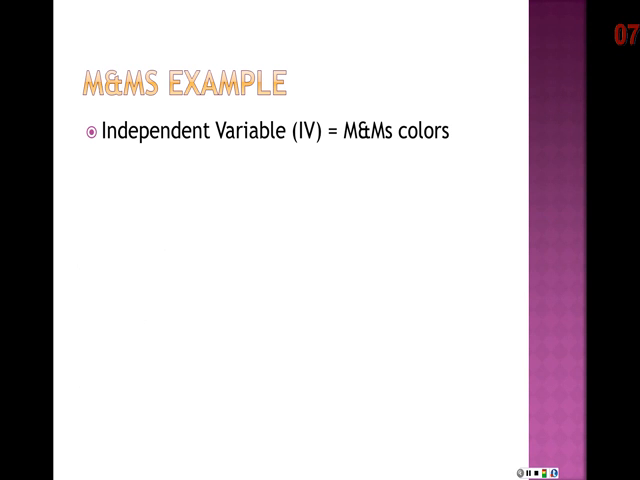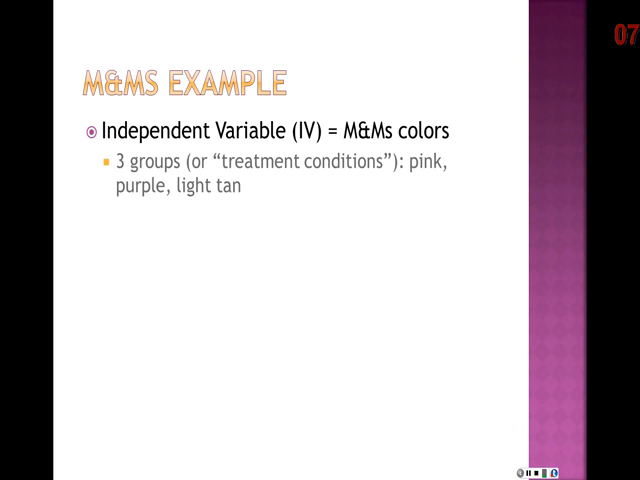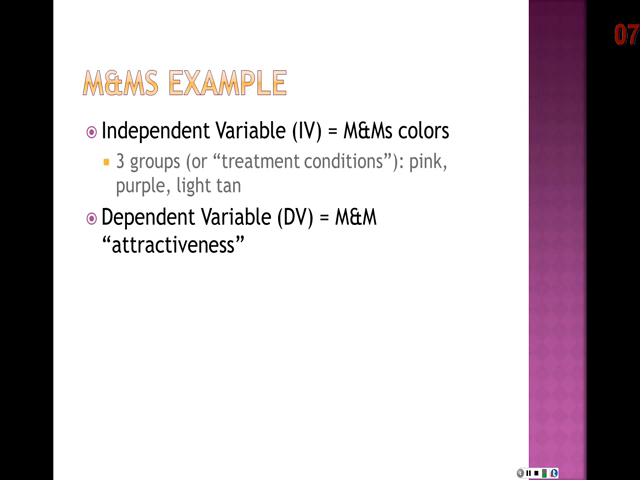So here, the independent variable is the 3 M&M colors, right? So these can be considered the treatment if we're thinking of it in clinical terms. So these are 3 groups or treatment conditions, right? We have pink, purple, and light tan. Those are the 3 colors that people are given. We have a dependent variable, which is M&M attractiveness. We're measuring M&M attractiveness by the number of M&Ms eaten by participants.